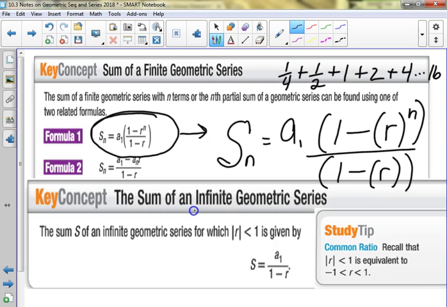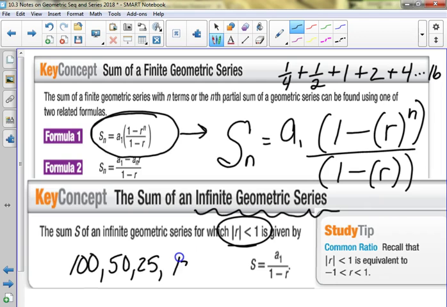This is for an infinite geometric series. It says you can find the sum, let me give you an example, for whenever r is less than 1. So if I had 100, 50, 25, 12.5, so it's getting half every time, right? Eventually you can approximate what that's going to add up to. Does that make any sense to anybody?